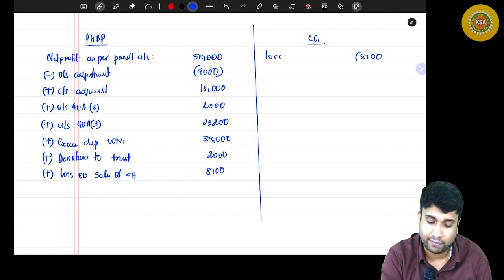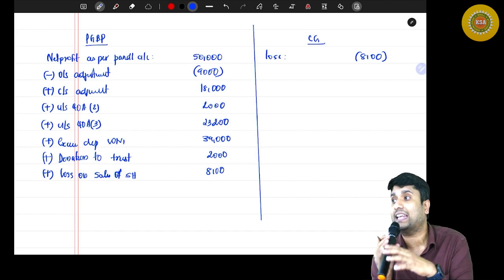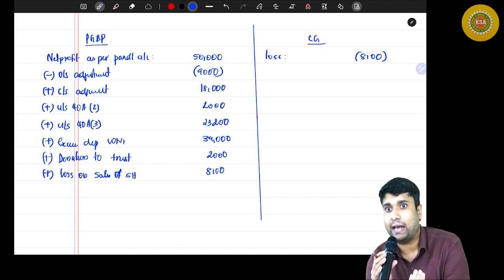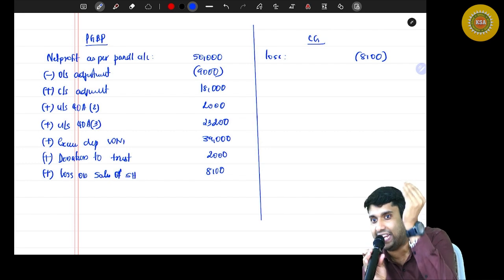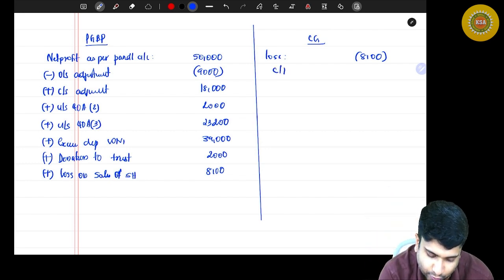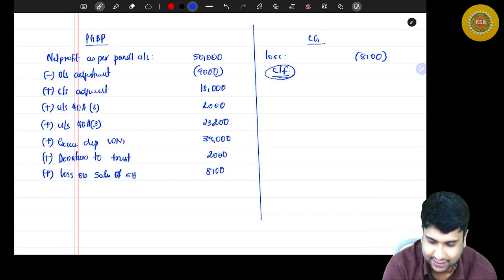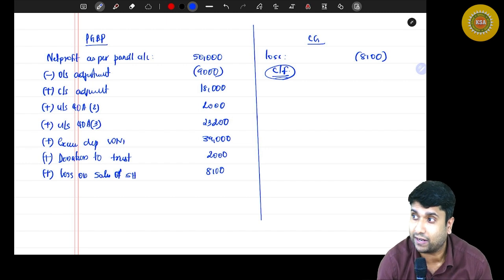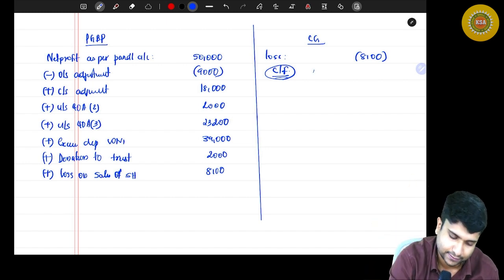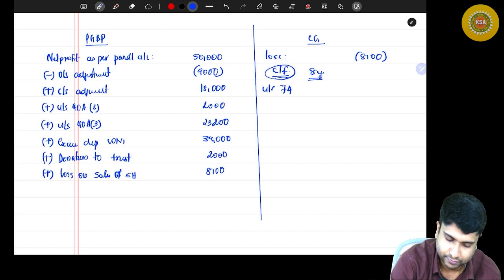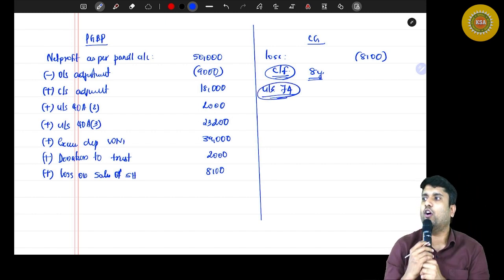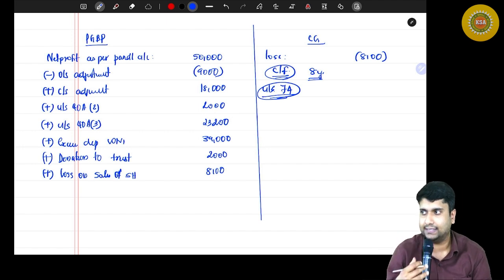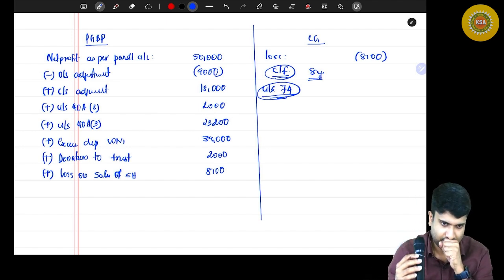This loss can be set off only against income under capital gains, because capital gains head loss cannot be adjusted with any other head of income. So we don't have to do anything. You can simply carry forward it to the next year. How many years can you carry forward capital gains head loss? 8 years. Which is section 74. Under section 74, it is the set off and carry forward of loss from the head capital gains. Are you with me?